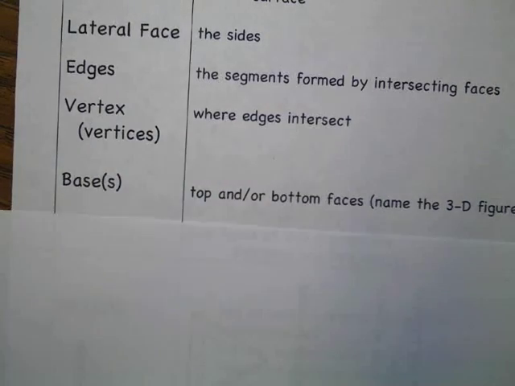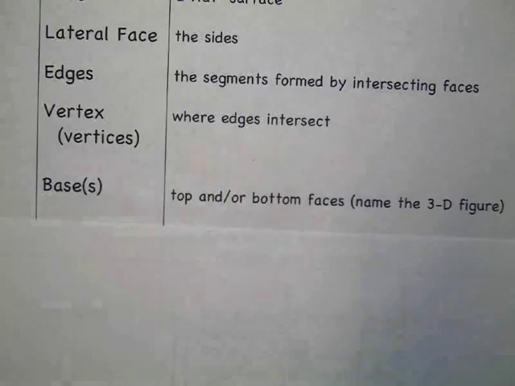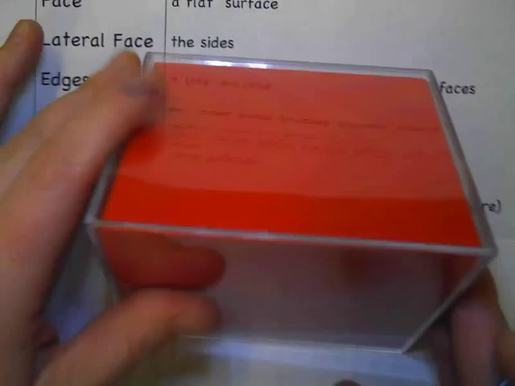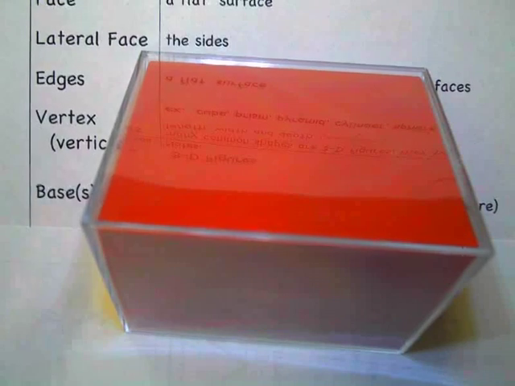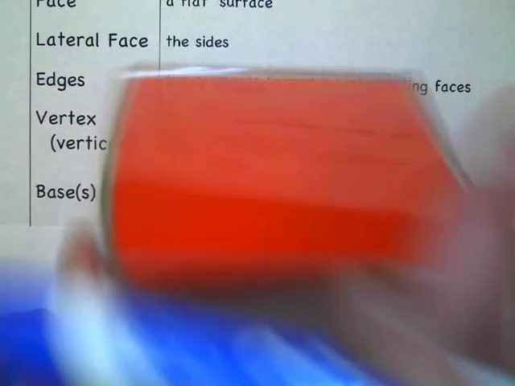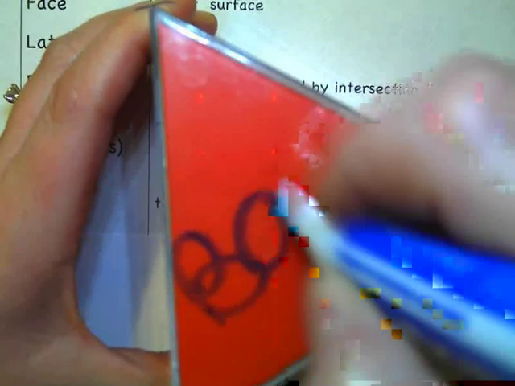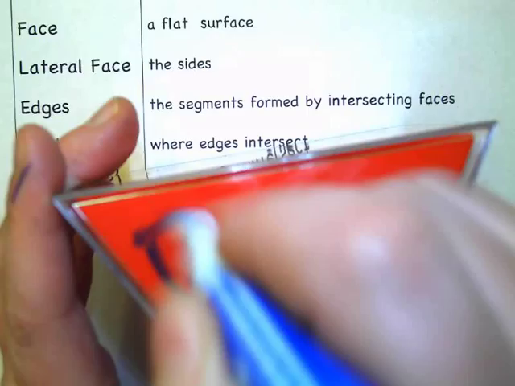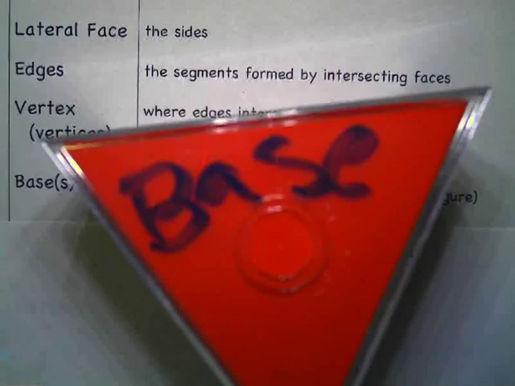Okay, the bases of the shape, as we talked about before, are the top or bottom faces. And we use the bases to actually name the figures. So we already looked at the rectangular prism. Now we can look at a triangular prism. So here I have the triangular prism. And if the base is what names the figure, then I'm looking for triangles. There's base 1. And there's the other base. So on the triangular prism, we found the bases.